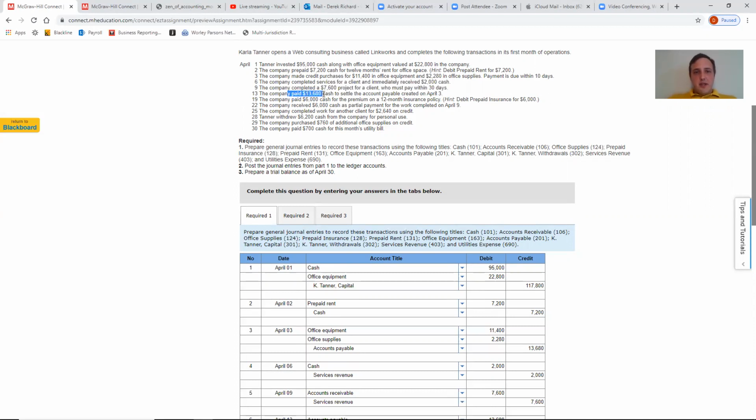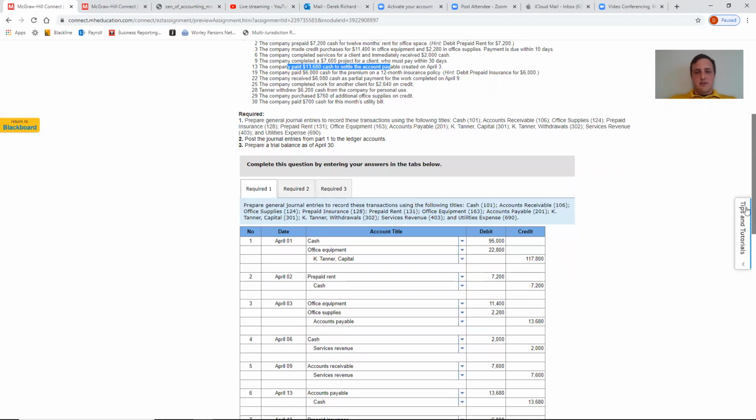All right, then we paid cash to settle the accounts payable. Okay, so the accounts payable is now going down. It's a liability, so we're going to decrease it by debiting it, and in turn, we're giving out cash.